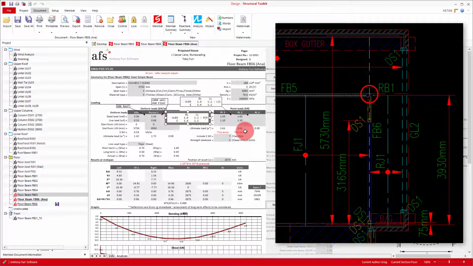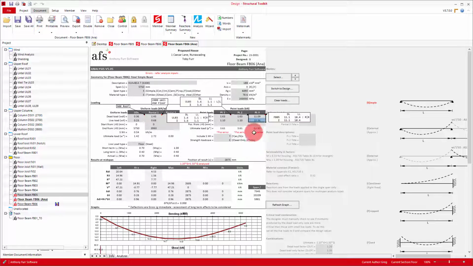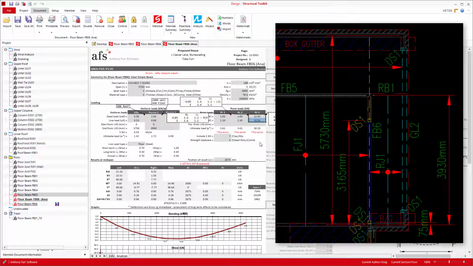Our final reaction will be the combination of both our Ep.4 and RB1, so we'll add these in as well. You can quickly input a reaction by typing the member's name and then hitting tab, as we have been doing for all our reactions here. If we measure on our beam, our positions are about 100, 3150 and 3950.